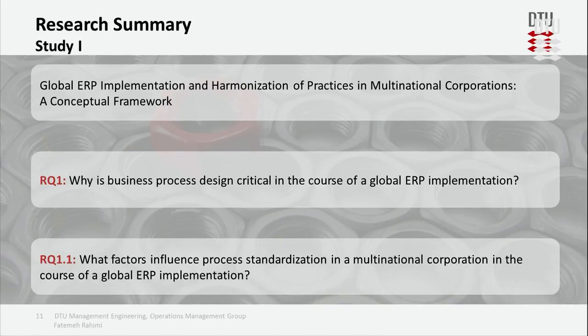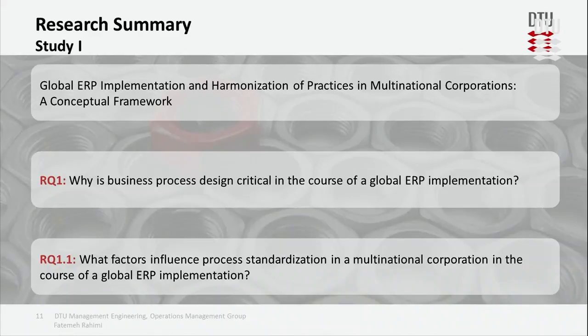I labeled the first study Global ERP Implementation and Harmonization of Practices in Multinational Corporations. As I mentioned before, common process standards are actually a prerequisite for control and coordination. But multinational corporations often face difficulties reaching a consensus on these common standards. Therefore, this study tried to answer this sub-question: What factors influence process standardization in a multinational corporation in the course of a global ERP implementation? This question, in fact, supports the first research question of this study.